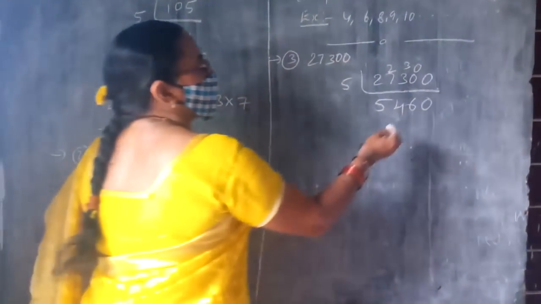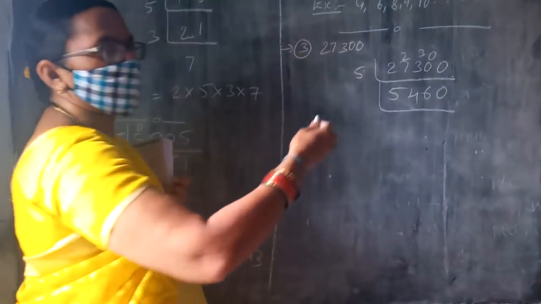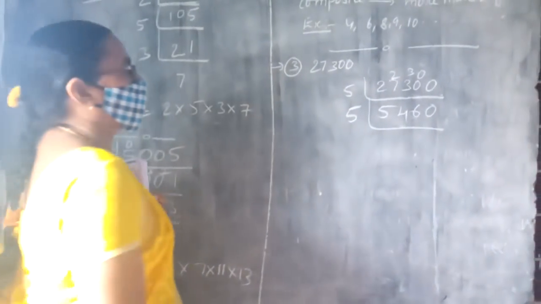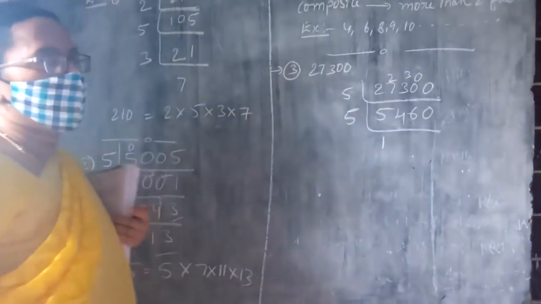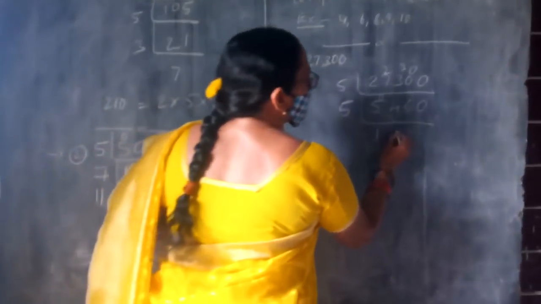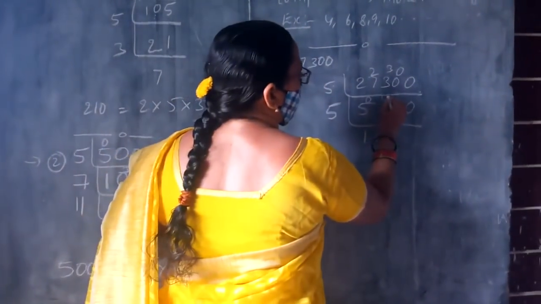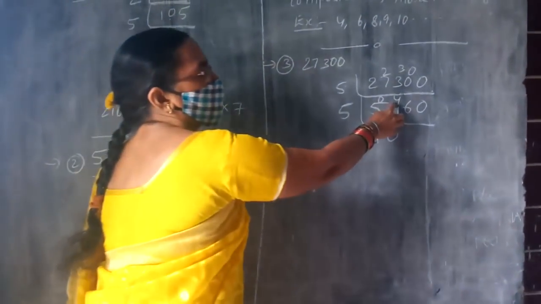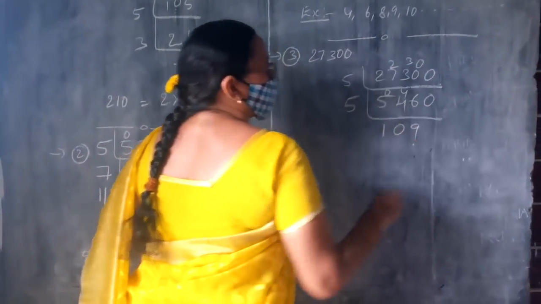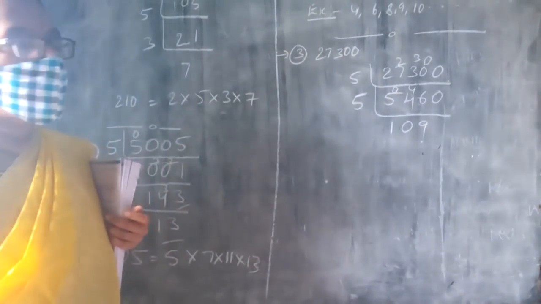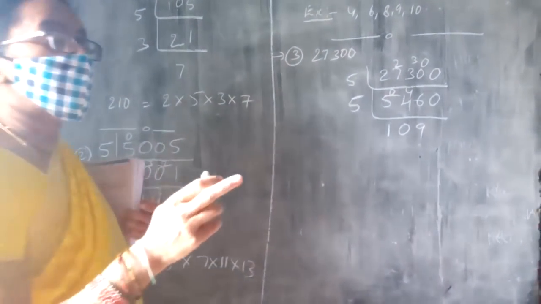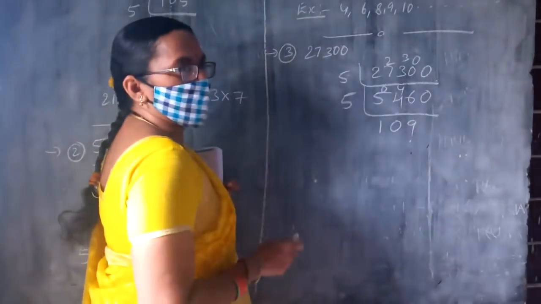Again the ones digit is 0, so we use either 5 or 2. Okay. We use 5. How many times divisible? 5 1s are 5. Remainder is 0. Next 4. How many times divisible? 0 times. What is the remainder here? 4. 4 means 40. 40 plus 6 is 46. How many times divisible? 9 times. 5 9s are 45. Yes, 45. What is the remainder here?